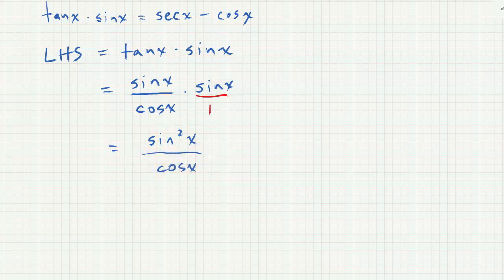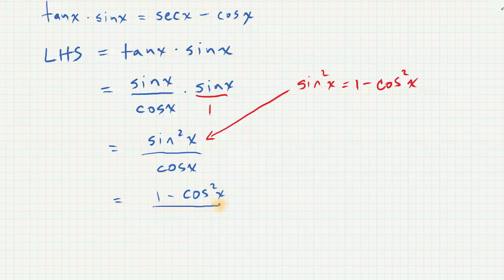And now there's a trigonometric identity that's jumping out at us. We know that sine squared is 1 minus cosine squared. And that's how we are going to introduce the negative sign. Sine squared will be replaced with 1 minus cosine squared in the numerator. And now we are going to distribute the denominator into the numerator.